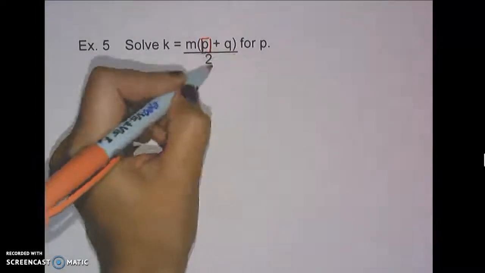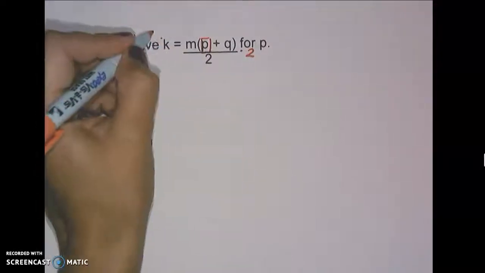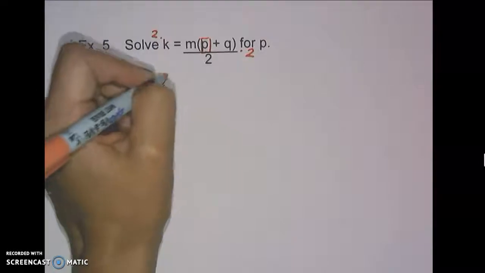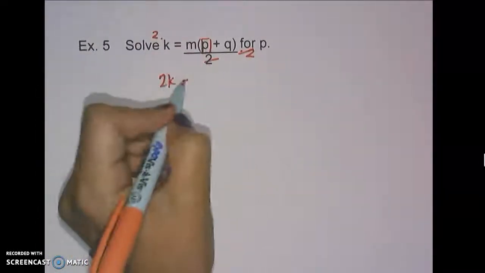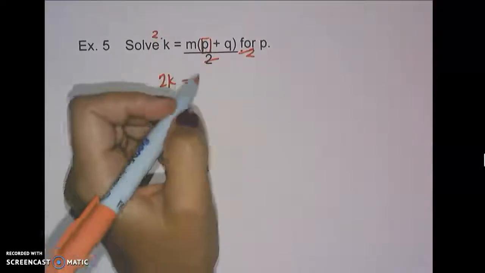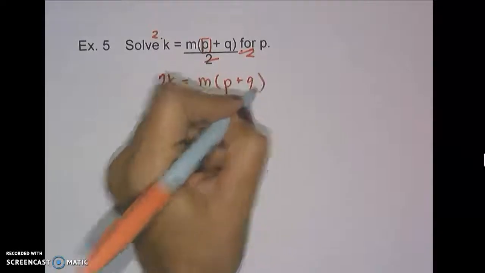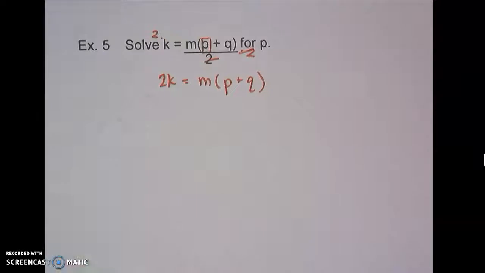So how are we going to get rid of dividing by 2? We're going to multiply both sides of this equation by 2. 2 times k is just 2k. And on the right-hand side, those 2 divided by 2 becomes 1, so it's just going to go away. And we're left with, on the right-hand side, m times the quantity p plus q.